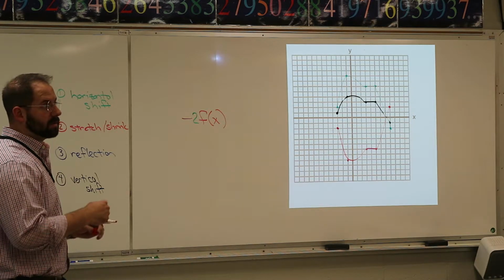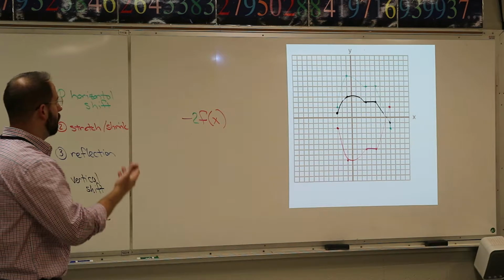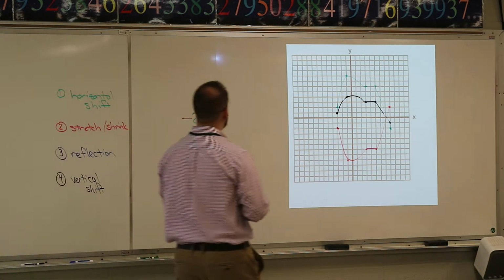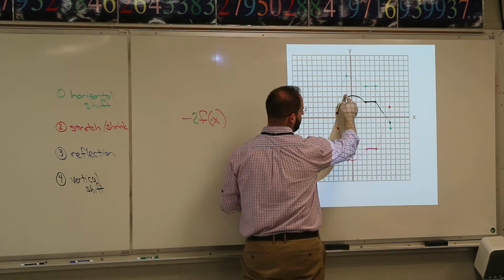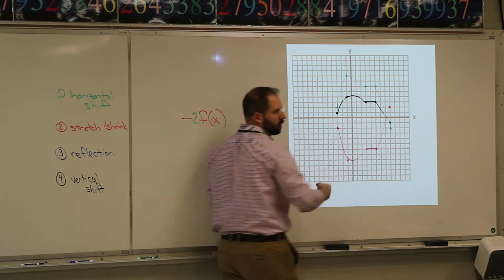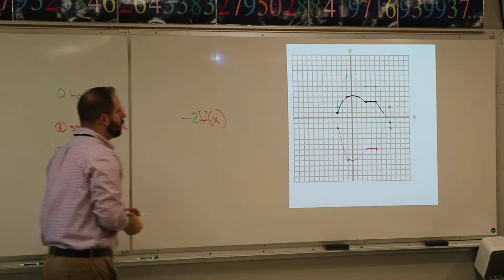If you throw the negative sign on the inside, that goes across the y-axis. So if I had a negative sign here, these numbers go on the other side. These numbers come over here, this number goes over there, this number comes over here. So it just goes across the y.